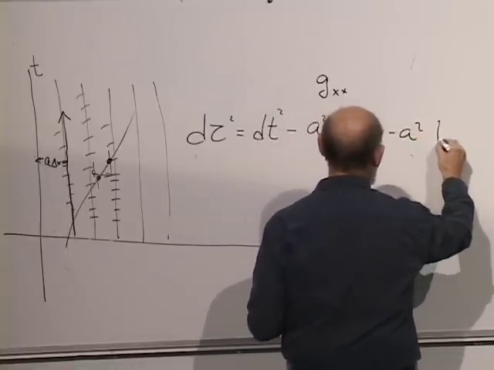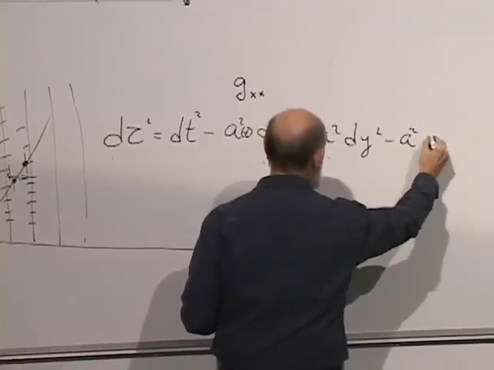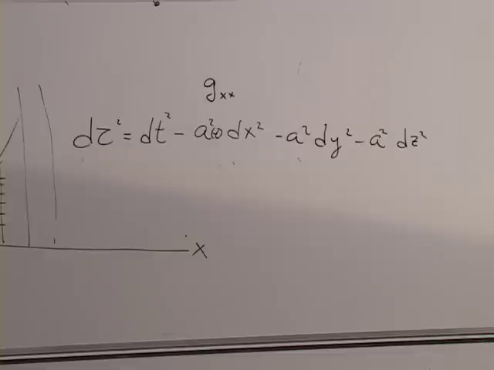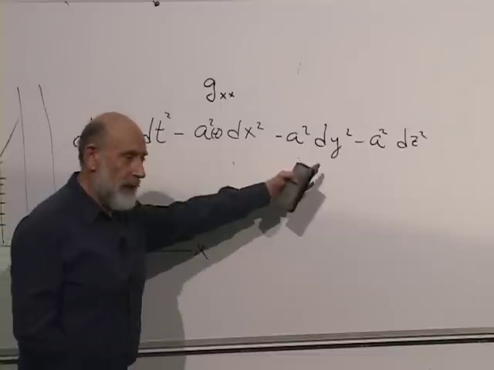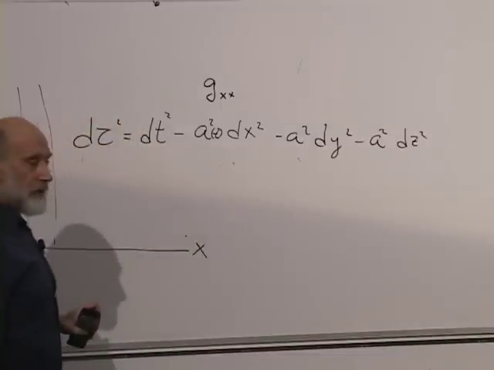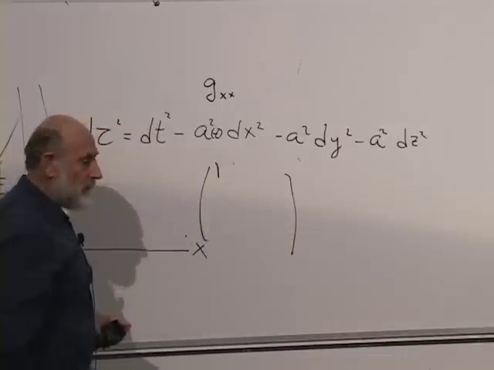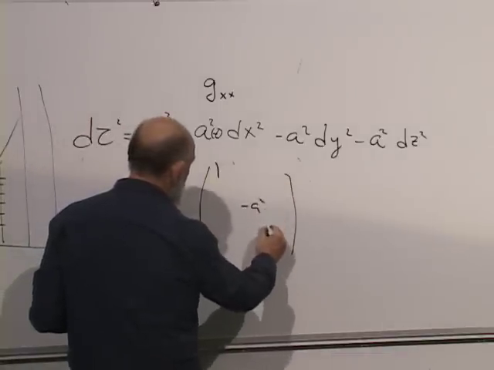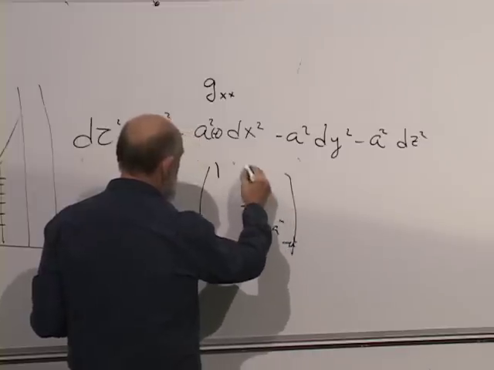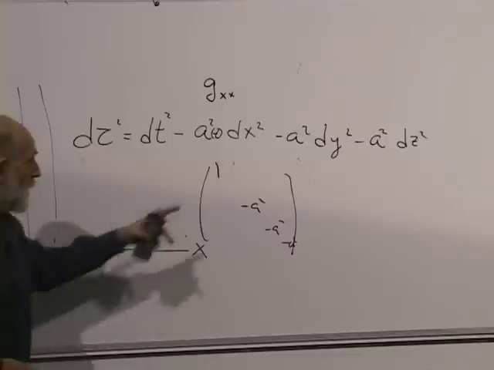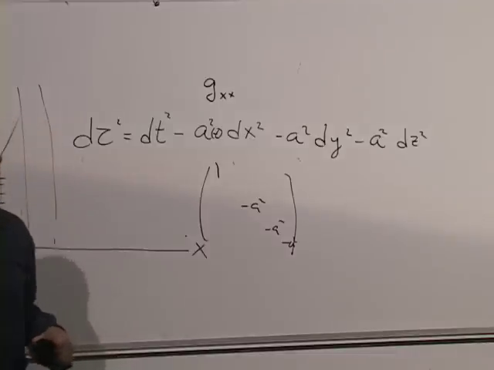Minus a squared dy squared minus a squared dz squared. The dx squared plus dy squared plus dz squared, this is just the Pythagorean theorem again, but now multiplied by a squared. So we would have a metric which would have a 1 in the time component, and a minus a squared, minus a squared, minus a squared, and zeros everywhere else. That would be the metric of an expanding space with a scale factor that was a function of time.